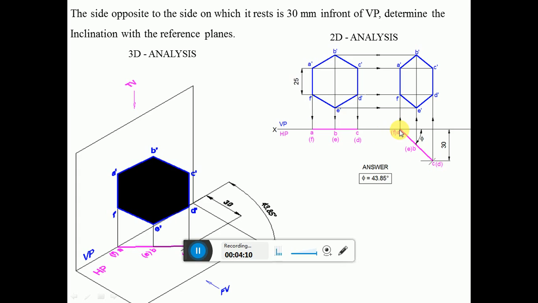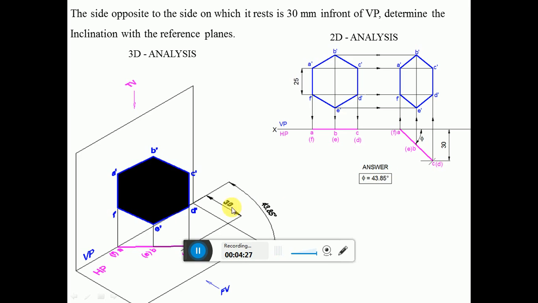From this A, you cut an arc on this to get the point B. So you measure the inclination of this, because he says determine the inclination with the reference planes. So the inclination is 43.85. This is what I have got when done in a computer, but when you do it manually it will be 44 degrees.